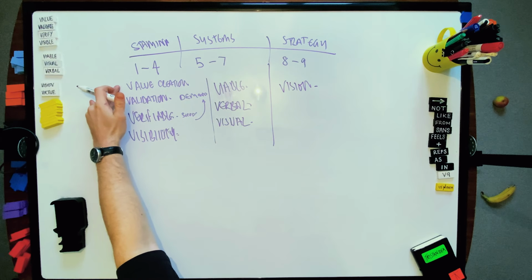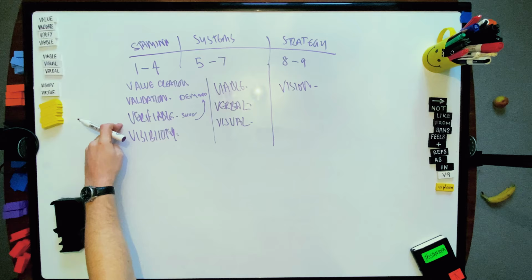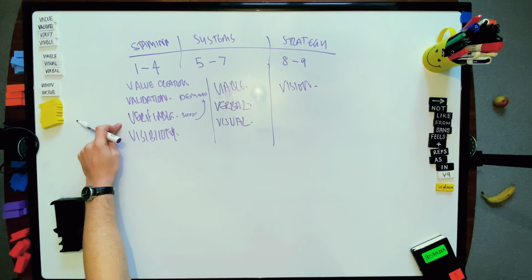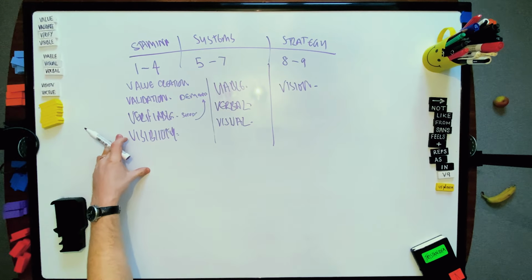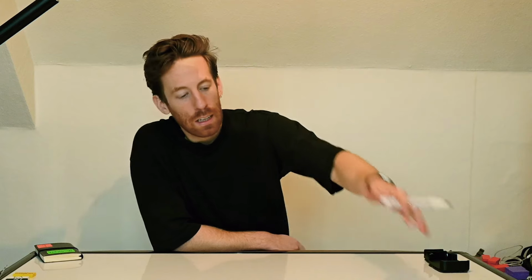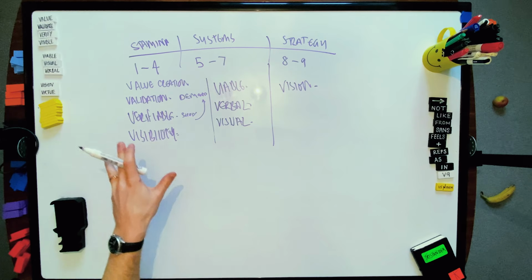Now we're into strategy. Just to recap, in the stamina phase, we started with value creation. Then we went to validate it and find out if there was a demand. Then we supplied the demand by becoming verifiable. We did our job well and we recorded it. Now we wanted to be visible, so we told people about it. We shared content, we ran ads, we got landing pages, we sent traffic, we did everything that we needed to do. This worked. Now in the systems phase, we wanted to become viable.